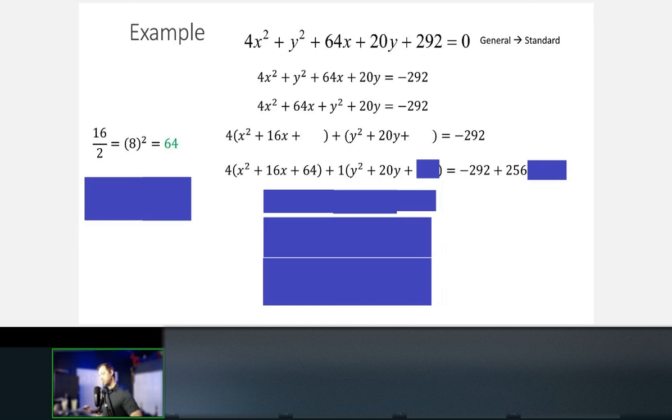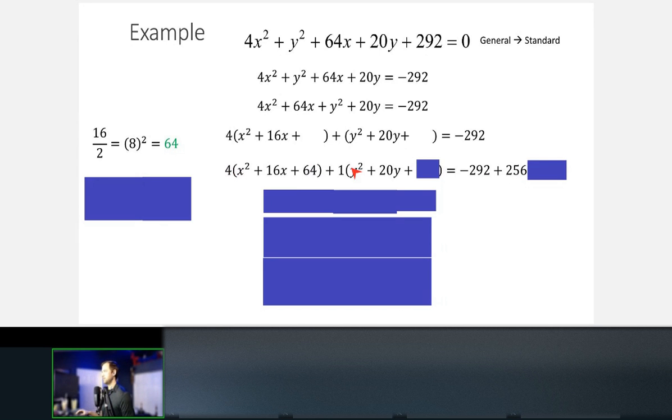So that is the only difference, I guess, when after we divide by 2 and square it, put the number there. Do not forget that we are actually not adding this number. We're adding whatever this factor times that constant is. 4 times 64 is 256. That's the only difference between completing the square from general to standard form of ellipses versus circles. We did not have to worry about that.